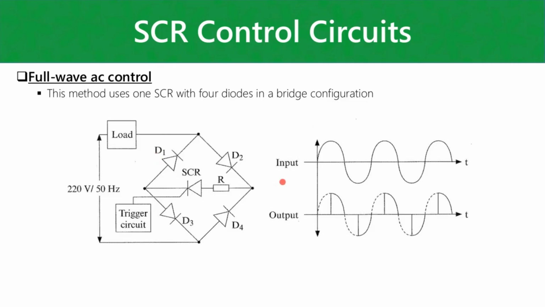Full wave AC control. For full wave AC control, you guys will see it almost looks like a rectifier bridge. In fact, it is a rectifier bridge with 1 SCR. So essentially, you are changing your voltage here to DC, but you are chopping up your output voltage. So that's the voltage that you're going to see across your load. That's one way of doing it, making use of 1 SCR. The other method makes use of a triac or that parallel SCR configuration I showed you guys earlier.